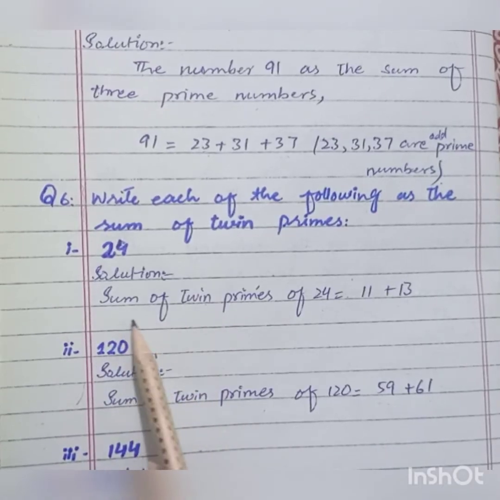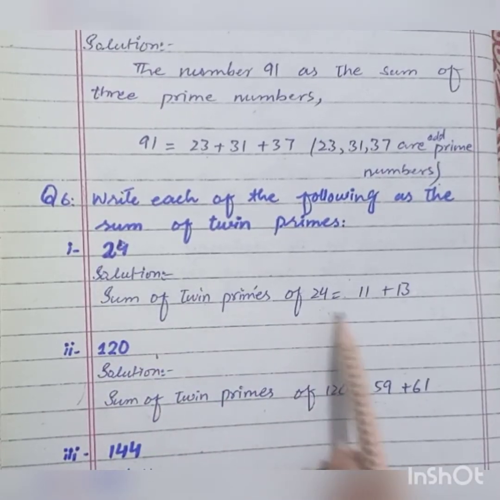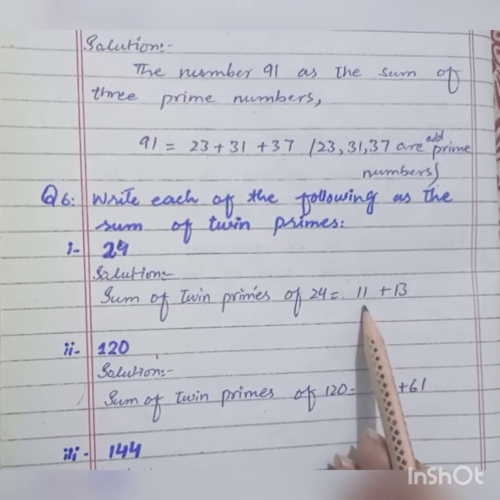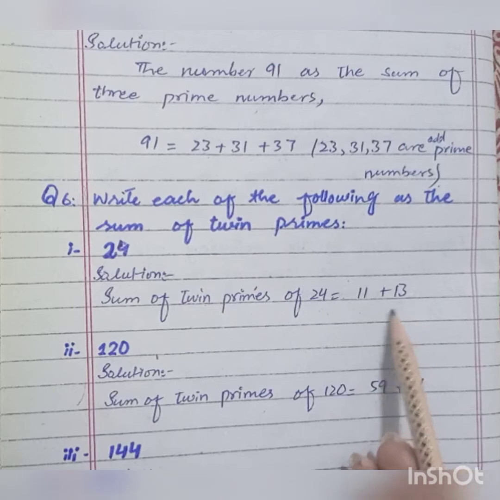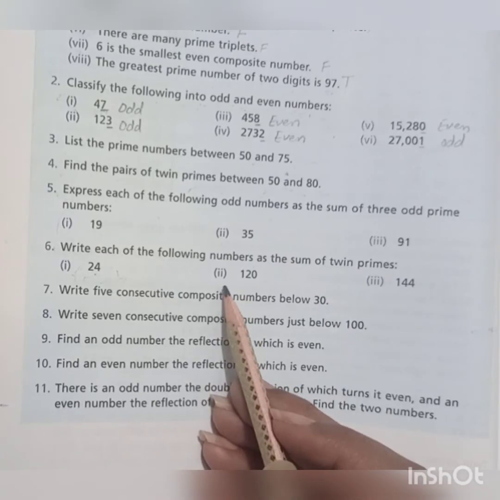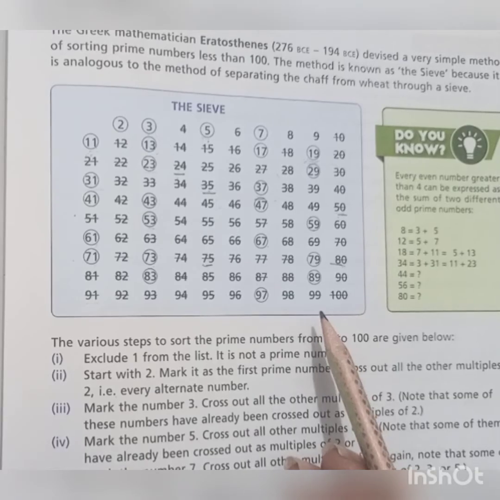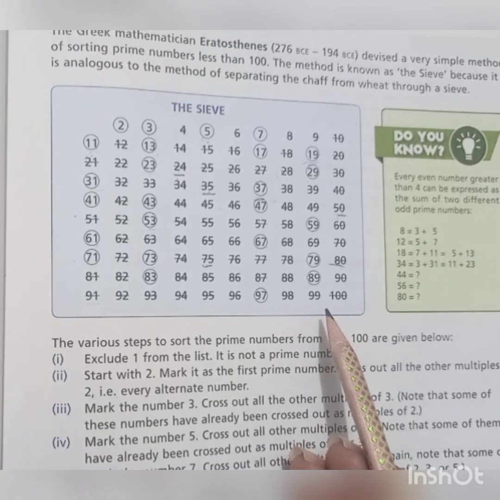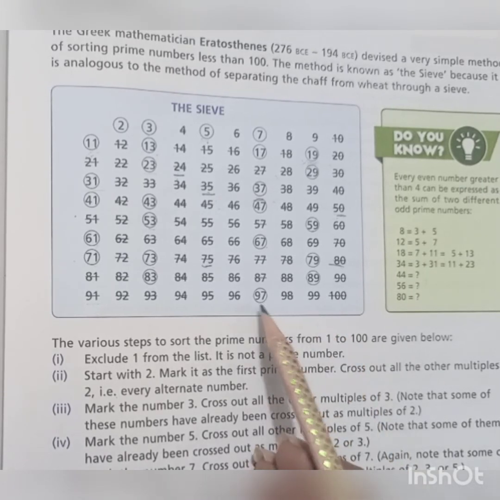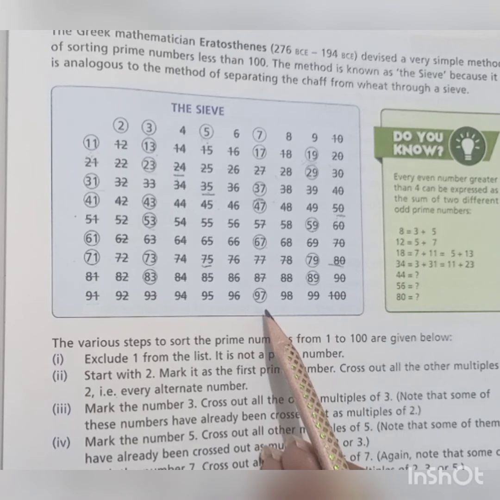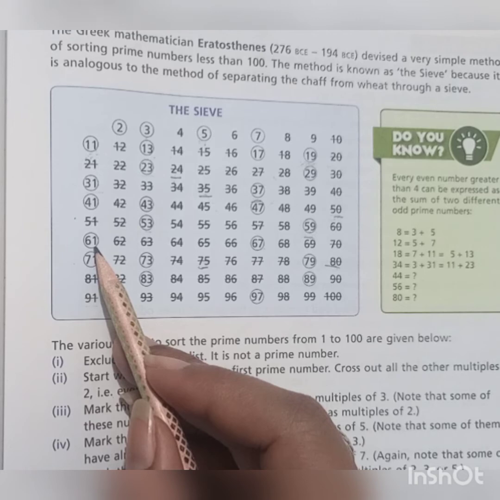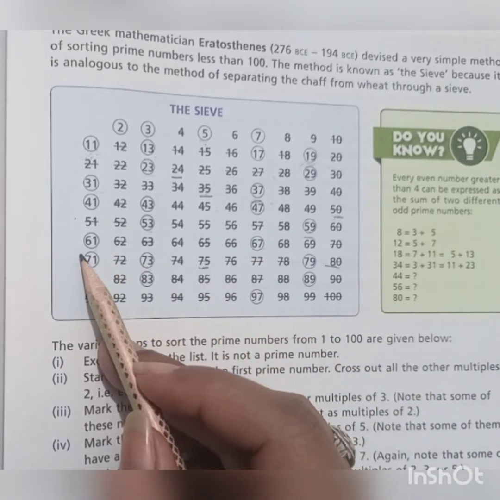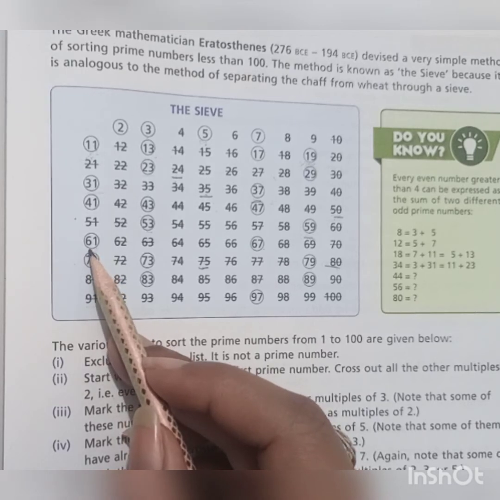Here we can see the solution: the sum of twin primes of 24 is equal to 11 plus 13, as their sum is equal to 24, and by subtracting, the answer is equal to 2, which shows that this pair is twin primes. Part number 2 is 120. Students, in this table the number 120 is not included, as this table is of prime numbers from 1 to 100. But we can see that the sum of 59 and 61 is equal to 120, and these are prime numbers whose difference is equal to 2, which shows that this pair is also twin primes.